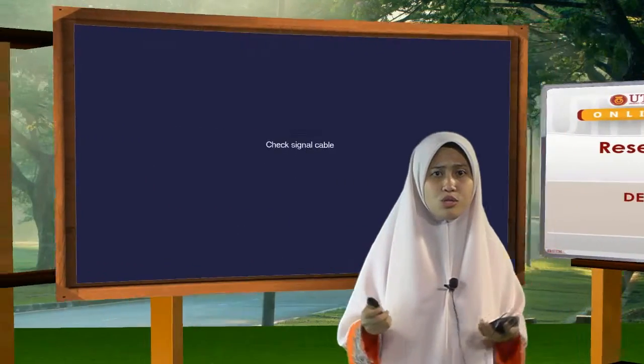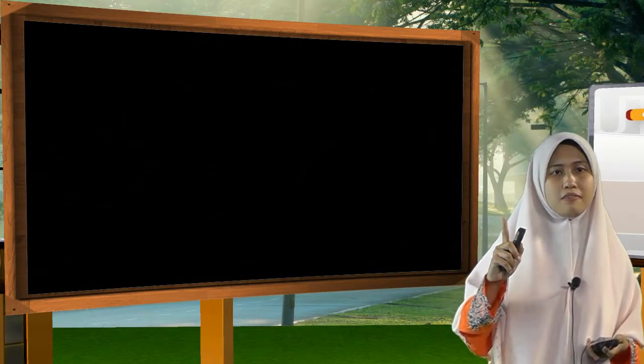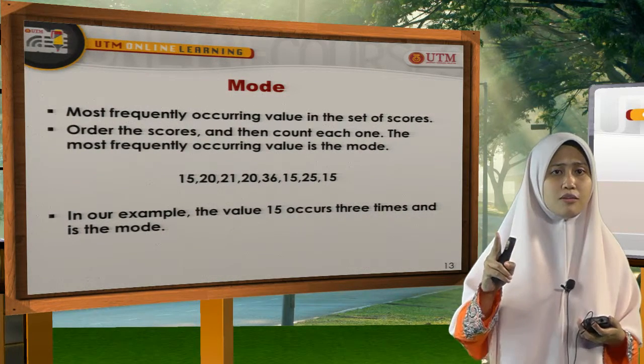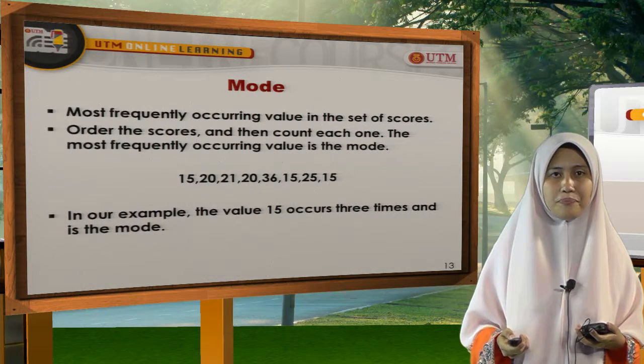In some distributions, there is more than one modal value. For instance, in a bimodal distribution, there are 2 values that occur more frequently.